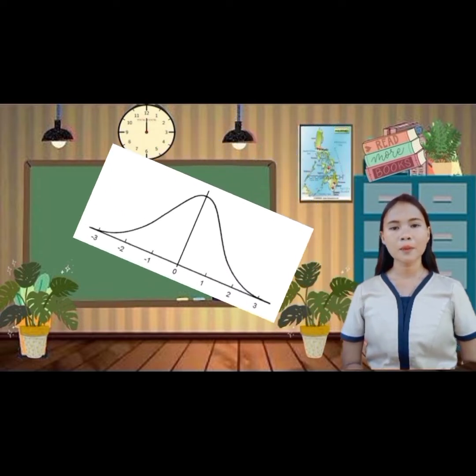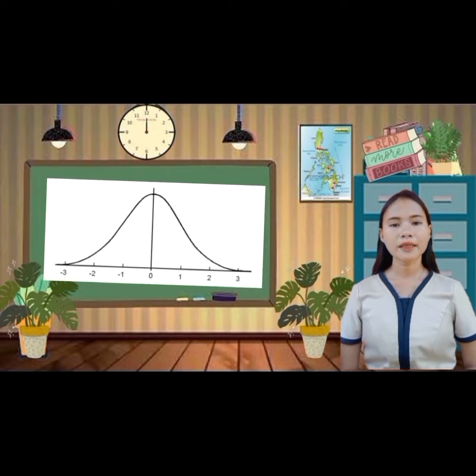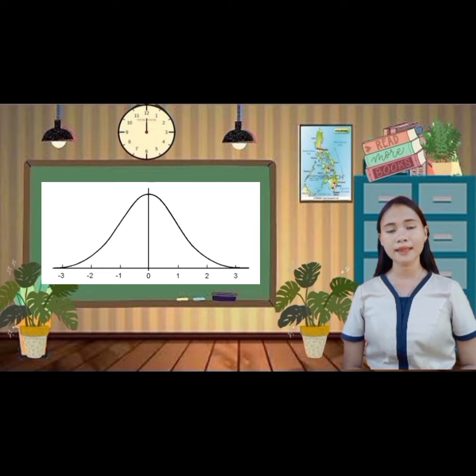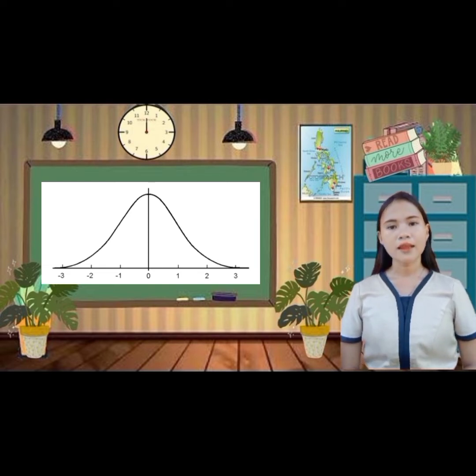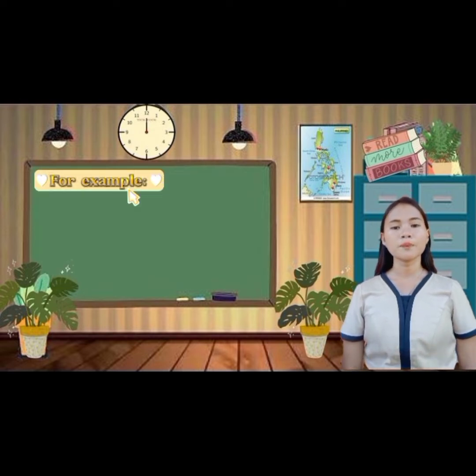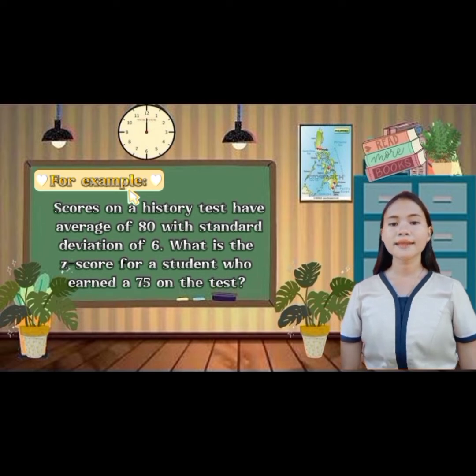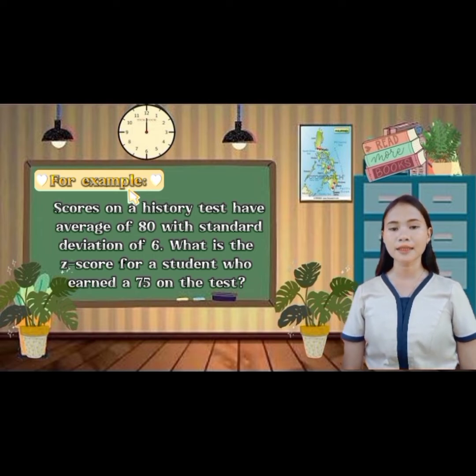So we have an example of a normal curve. The mean here is 0. If we get a z-score below the mean, it means that it is negative. Likewise, if we get a positive z-score, it means above the mean. For example, scores on a history test have an average of 80 with a standard deviation of 6. What is the z-score for a student who earned a 75 on the test?